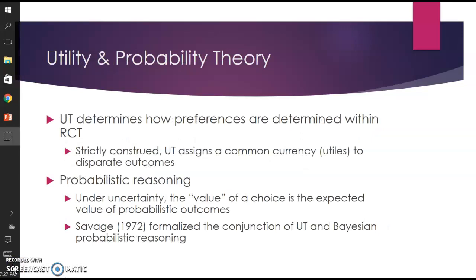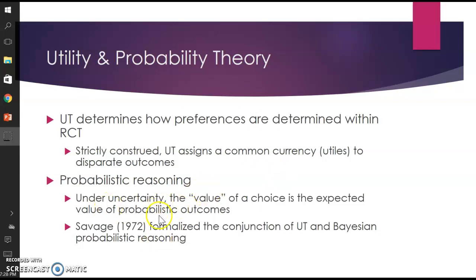Utility theory determines how preferences are determined within rational choice theory. If strictly constructed, utility theory assumes a common currency, i.e. utils, to describe different kinds of outcomes. So you saw in our insurance example where we calculated the expected utility with and without insurance. This is based on the idea that we follow rational choice, so we prefer more to less. And that's where we proved economically that even though you had to pay for an insurance premium, you still had more utility after paying for insurance. So that's the rational side of it.